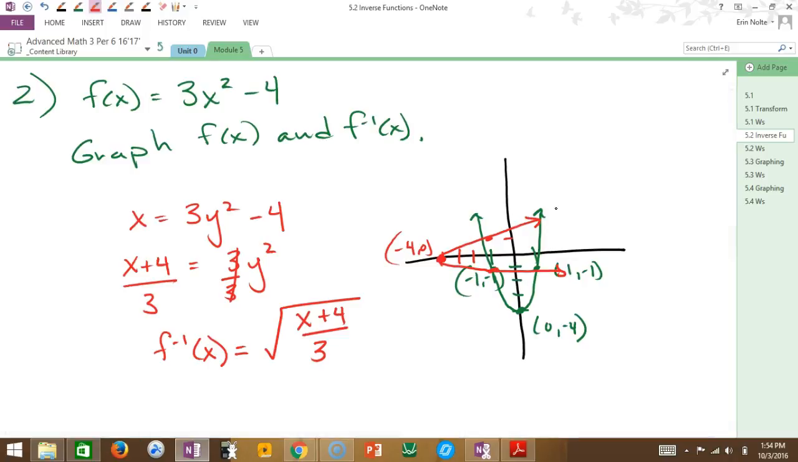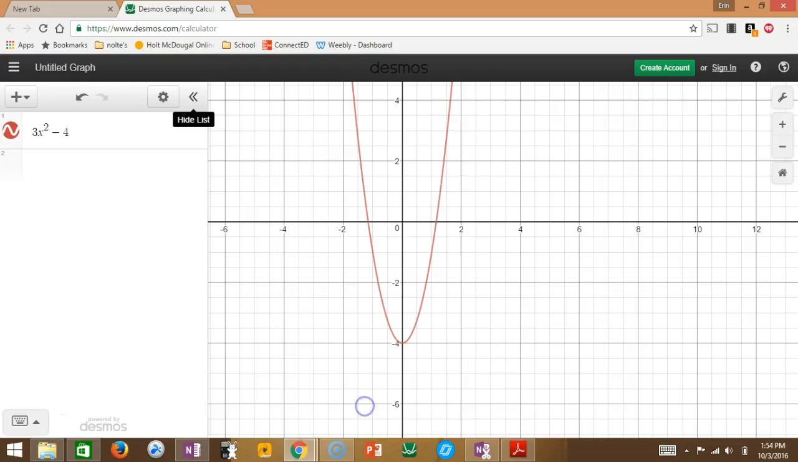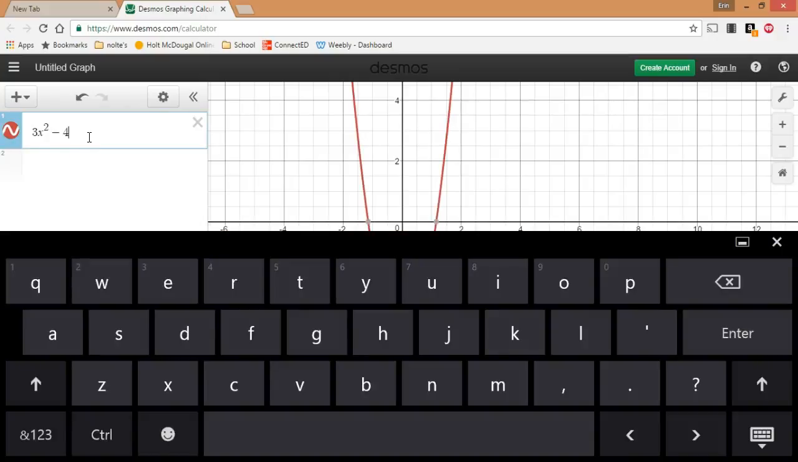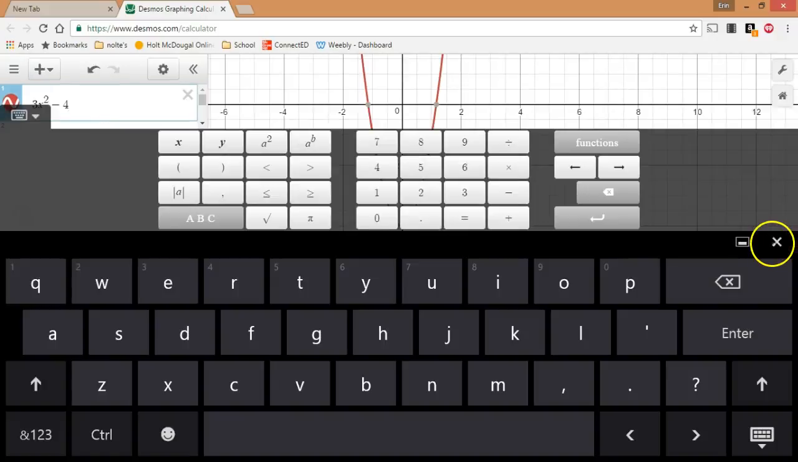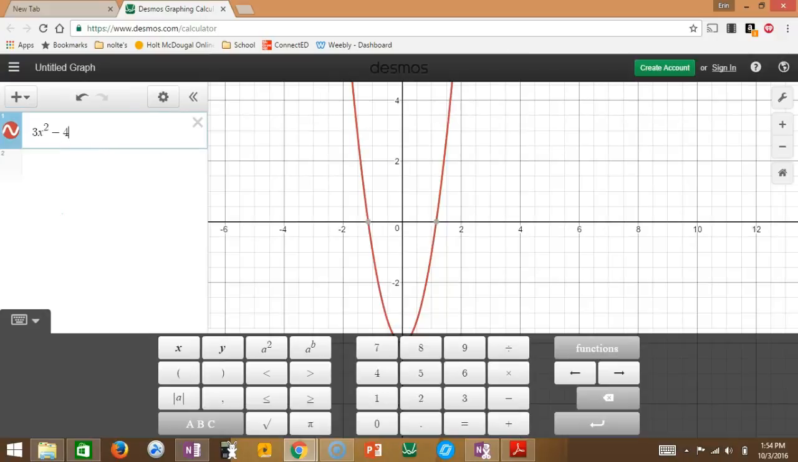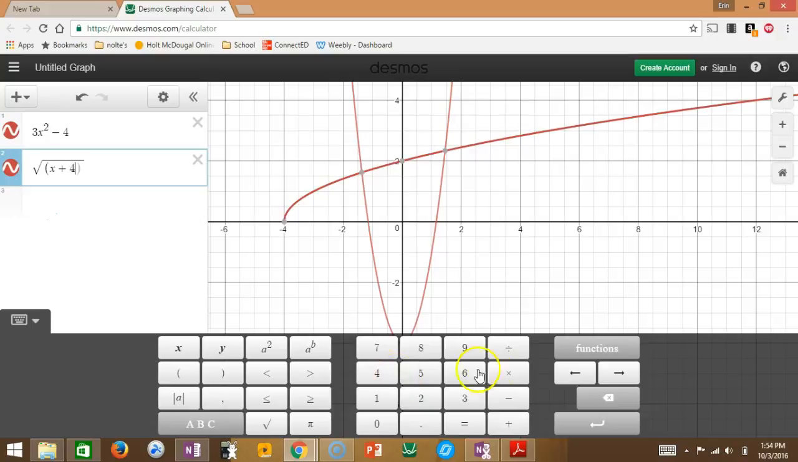Okay, so I'm going to graph this in Desmos and just double check it. If that's alright with you guys? Are you ready? So 3x squared minus 4. Okay, so there's the original one. Enter. Okay, so it was the square root of (x plus 4) divided by 3, right?